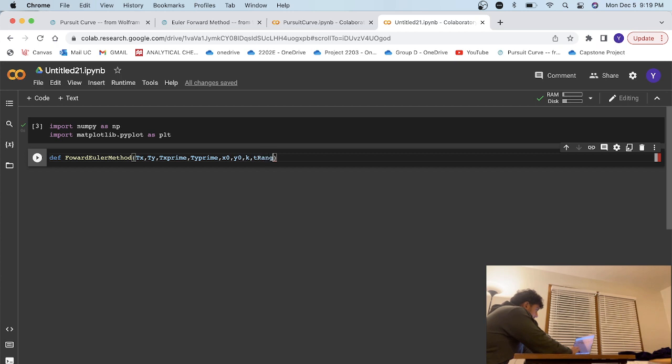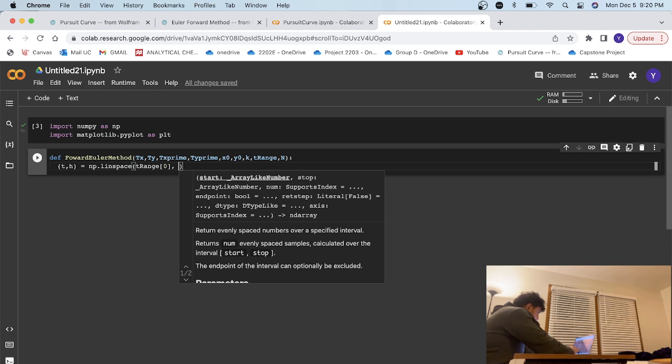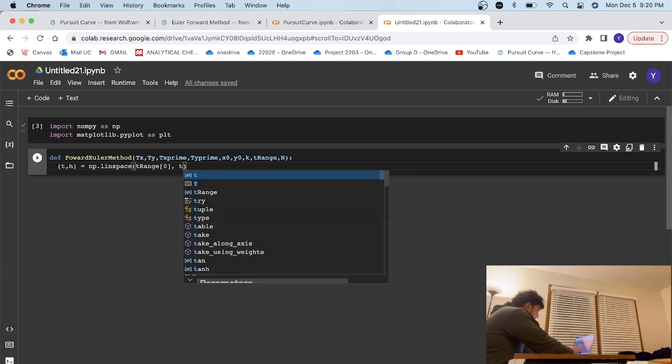We're going to have our t range. What is the range between? We'll define that below. Then we're going to have our n, which is how many times we want to run this. The more n's we have, the more accurate it's going to be at following what we're looking for. So we're going to define t as h dot linspace of t range, starting from 0, going from 0 to 1, for the target position.